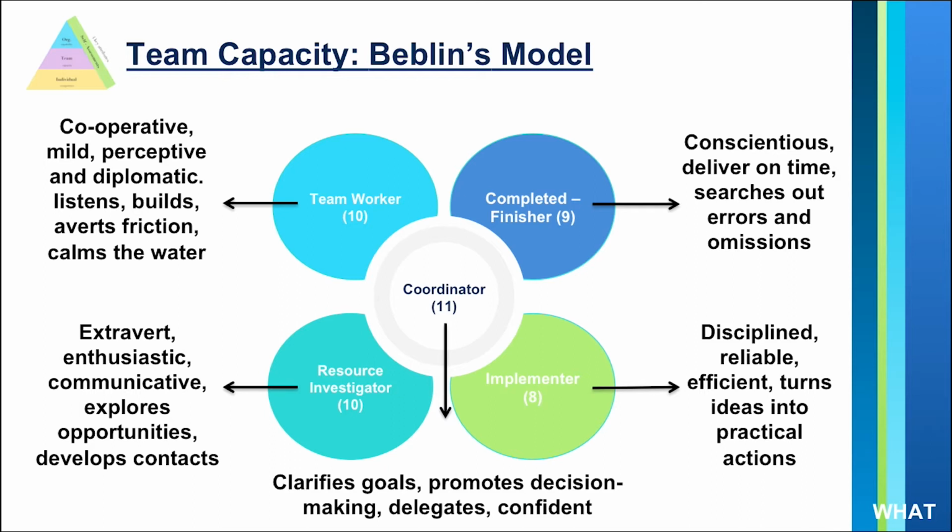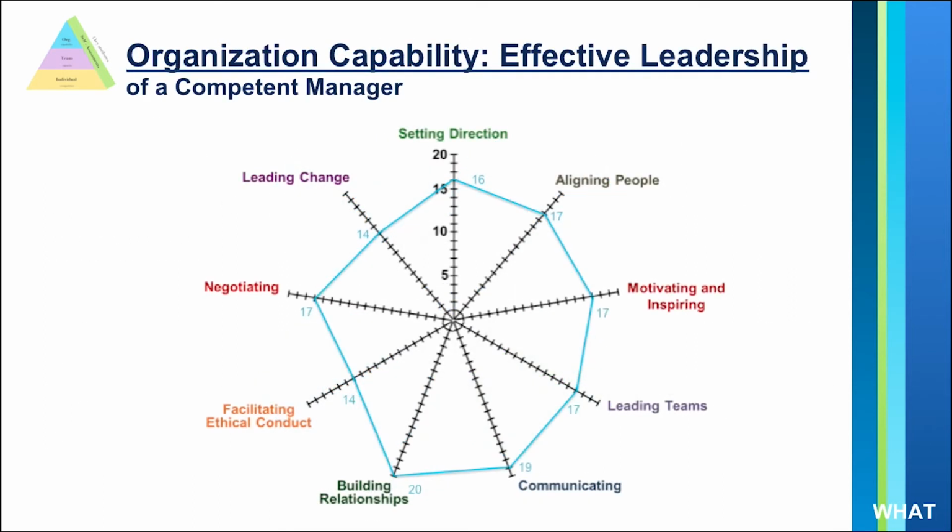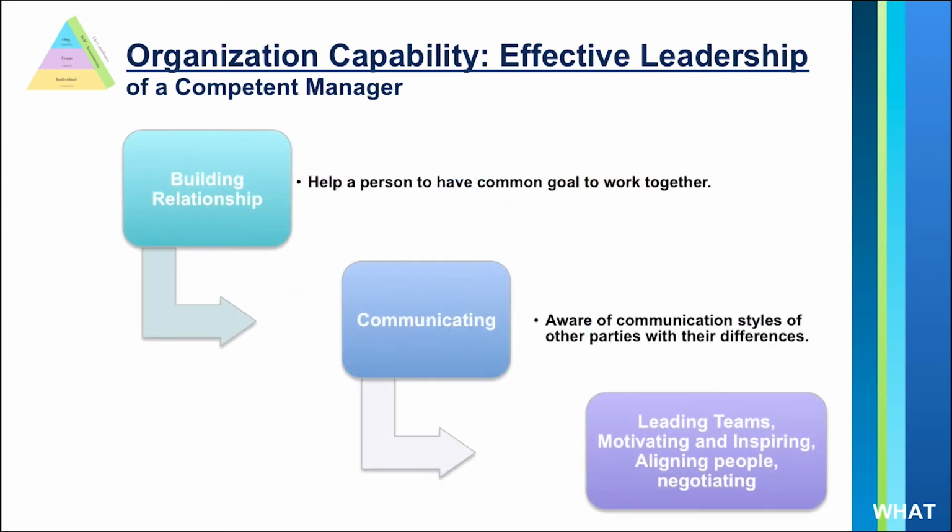After assessing my team capacity, let's assess my organization capability using leadership tests. As we can see, I scored highest at building relationships and communicating, which I believe are affected by my agreeableness and extroversion personalities, and also by my experiences in my group projects and organizations in IBM. As a relationship builder, I help people to have a common goal to work together, which requires good communication despite the differences of each individual.